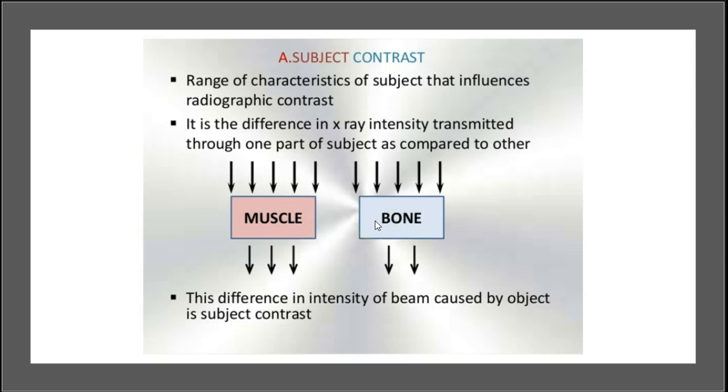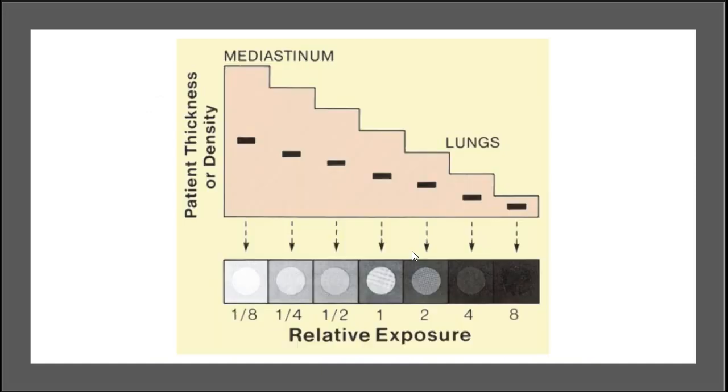Okay, so if you have air and bone like you do with the chest, you have a high contrast image. If you have an abdomen, you have a low contrast image. All the anatomy in the abdomen, the liver, the kidneys, the psoas muscle, the bowel, all pretty much the same density, okay? And that's where we start to play with our kVp, trying to pull out the different densities so that we can see them, okay? So as you can see, more photons transmit with muscle, where bone is going to absorb more of your photons.